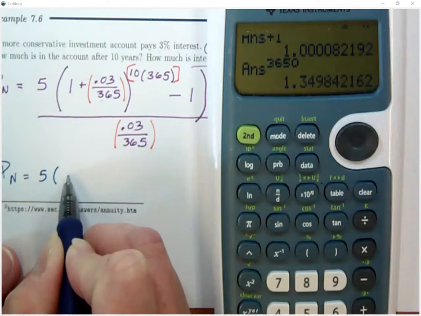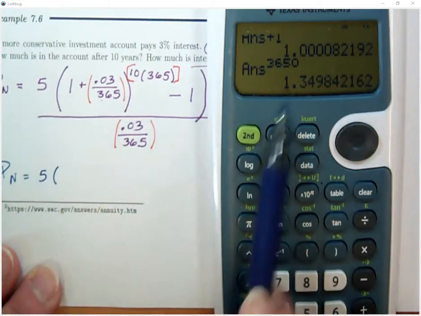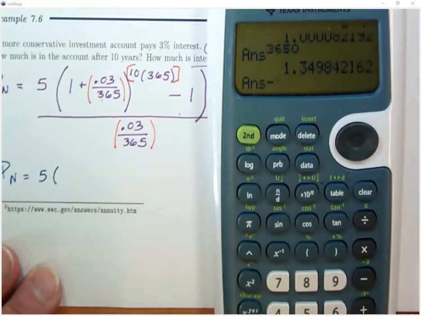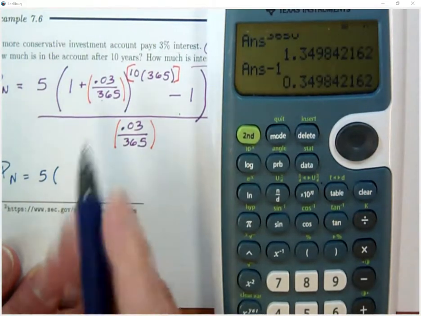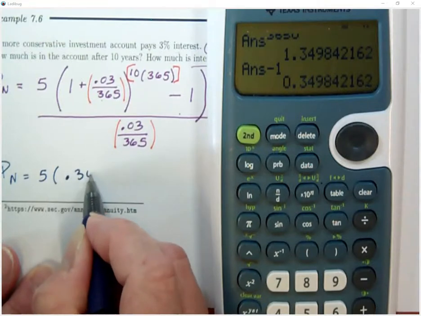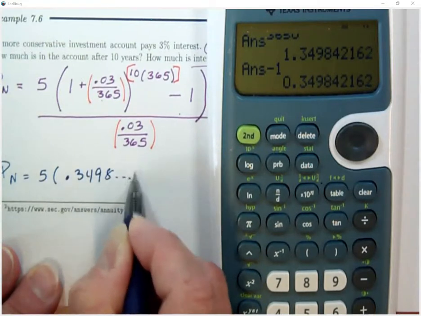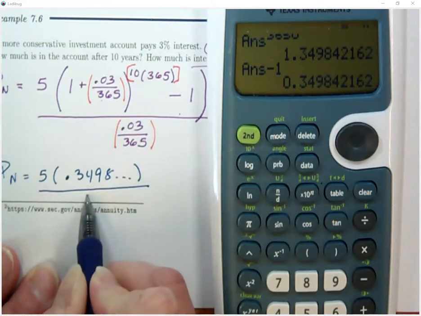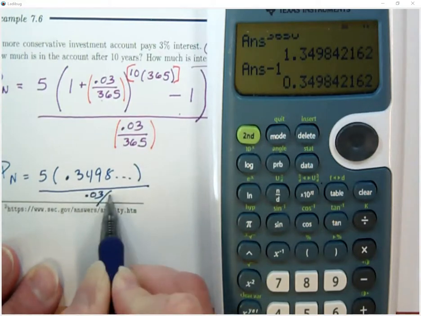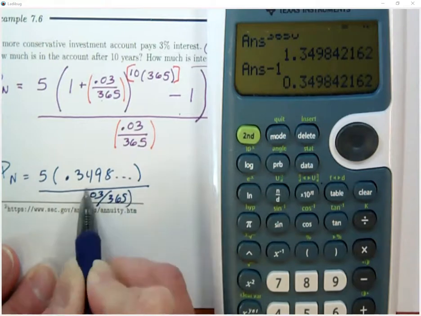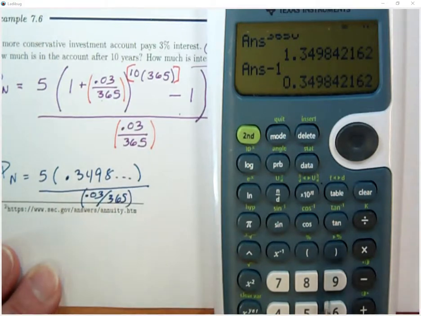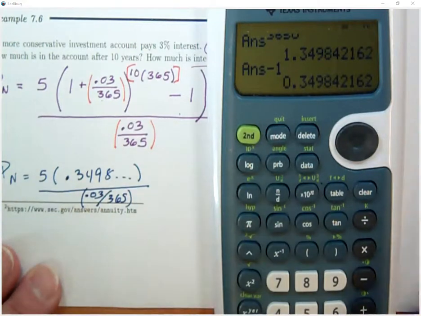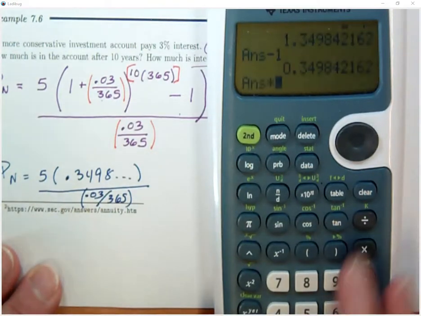And before I do that, actually, I'm going to take and subtract the 1. And so I have 0.3498, so on and so forth, all divided by the 0.03 over 365. Don't forget that. So now from here, we want to multiply by 5. So I'm not going to clear out my calculator. I'm just going to hit times 5.